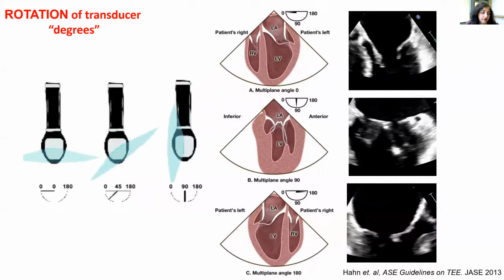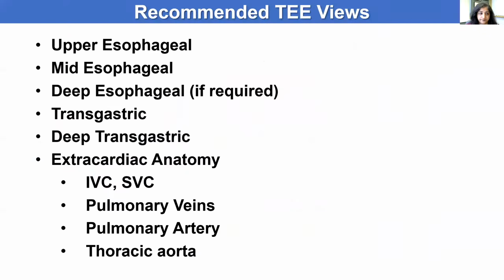So when we rotate the transducer, we increase degrees, basically to rotate the plane at which the transducer is visualizing the heart. And you can see here that by rotating in different degrees, we can, for example, assess various parts of myocardial or mitral valve anatomy.